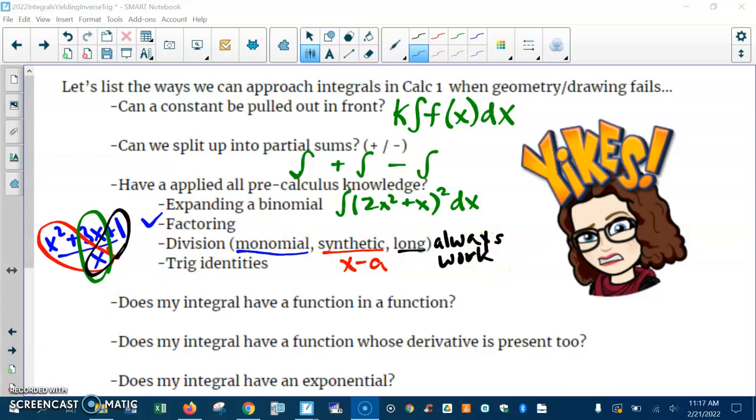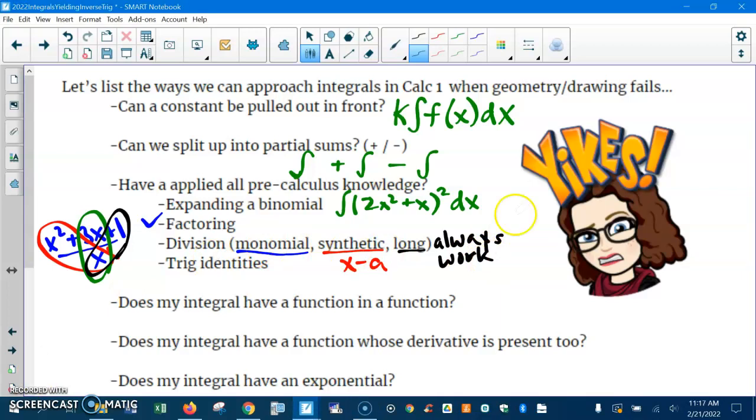And long division is the strategy we want to think about when we have either a top-heavy or an even-heavy function. Can we use trig identities? In other words, do we recognize that tangent is equal to sine over cosine, or sine squared plus cosine squared equals 1, things like that.